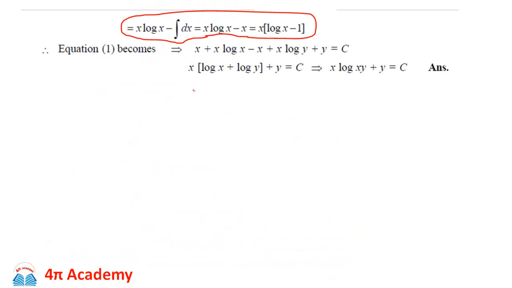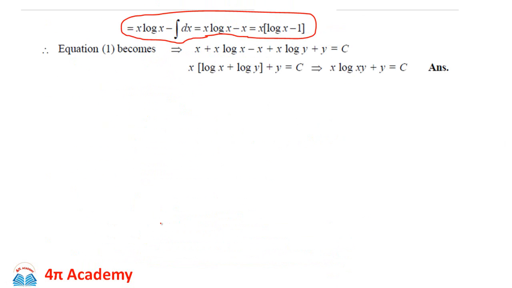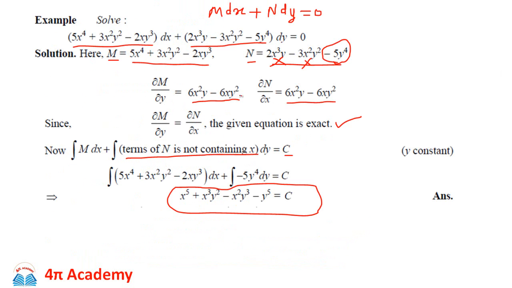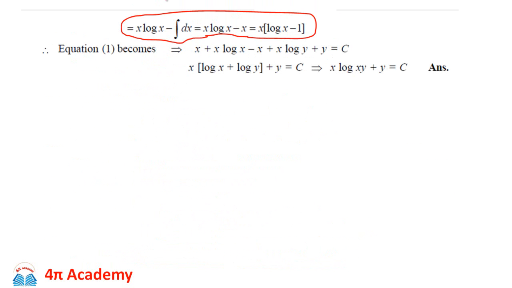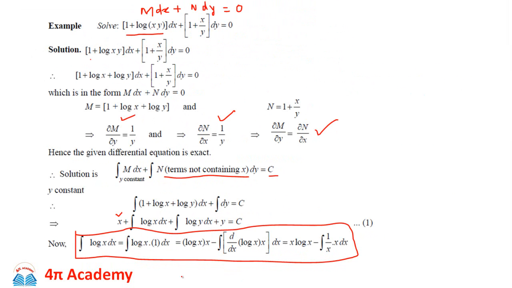So now the solution becomes x plus integration of log x dx, so here it will be x plus x log x minus x, plus the integration of this log of y dx. Here we have to keep this log of y as constant, so it will be integration of 1 dx, and integration of 1 dx is x, so that will be equal to x into log of y, plus this y, and this should be equal to c.